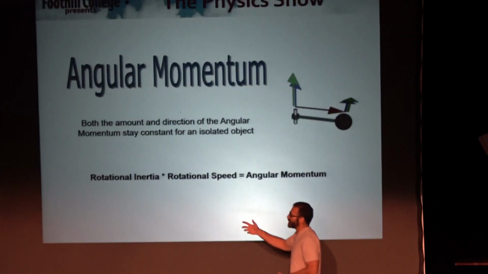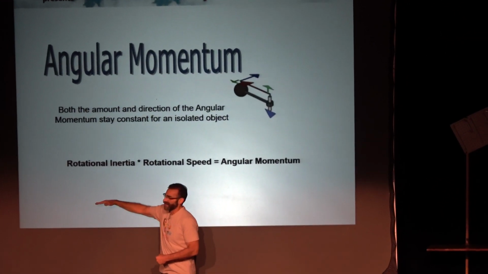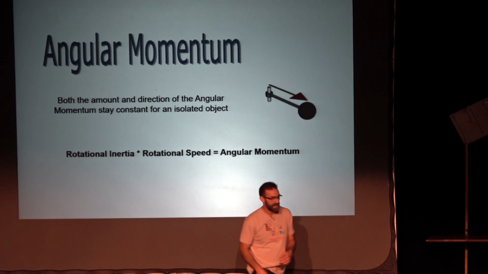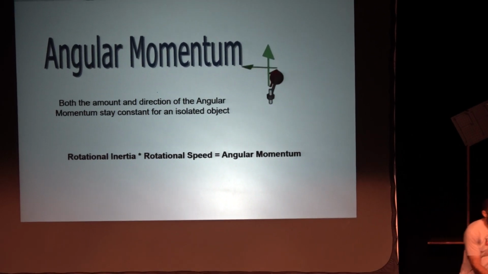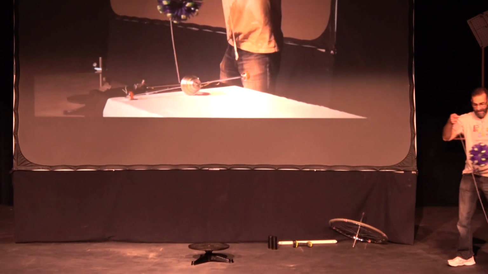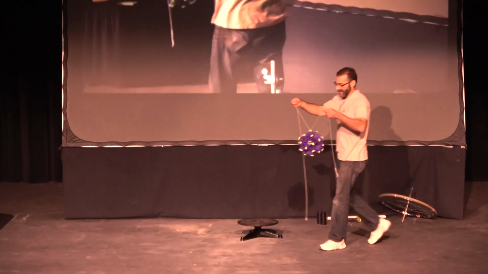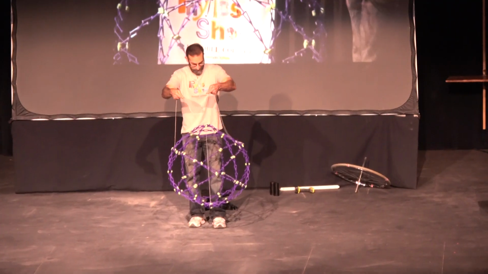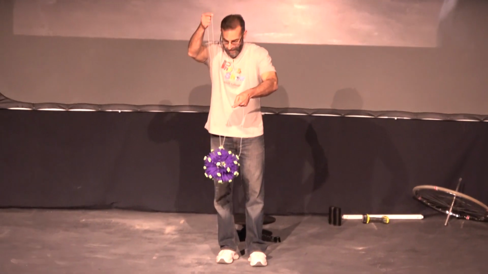So if we can magically decrease the rotational inertia, then the speed has to increase. Let's see what that means in practice. I'm going to use a Hoberman sphere to demonstrate that. Maybe you have one of these at home. You can get them in most toy stores. I can make it bigger. I can make it smaller.